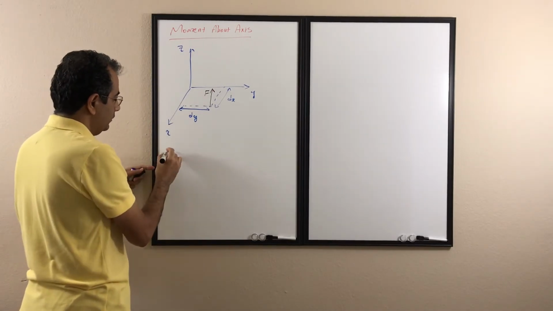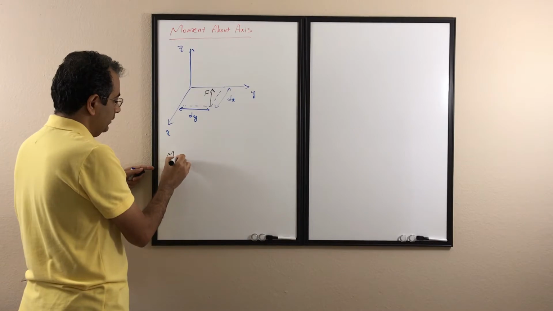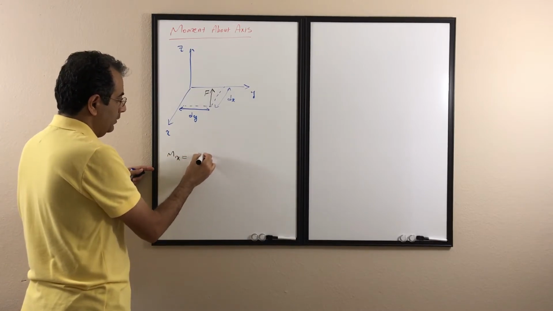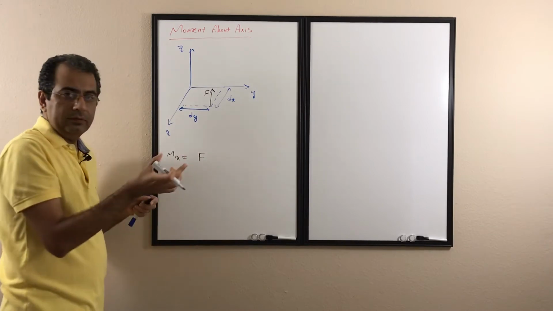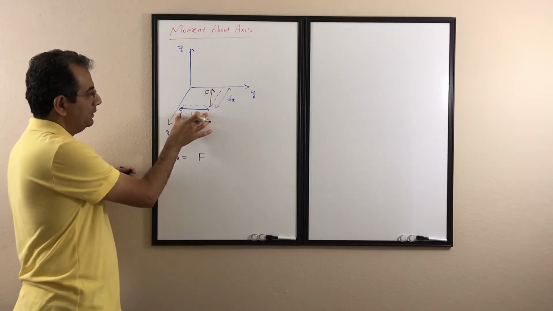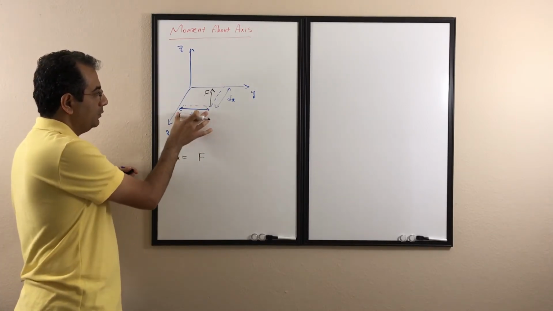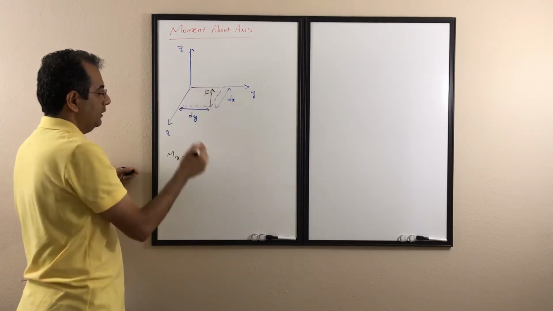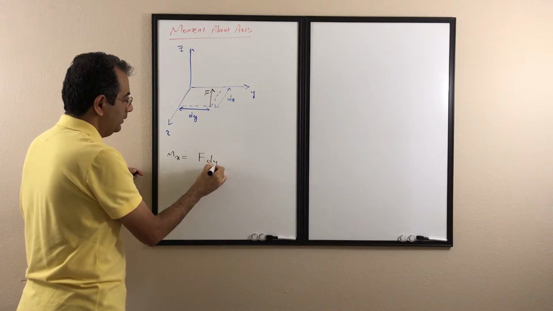For example, the moment of the force about the x-axis: because I have the normal distance here, I can just multiply it by the normal distance. So the force times the normal distance from the force to that axis, which is going to be dy.